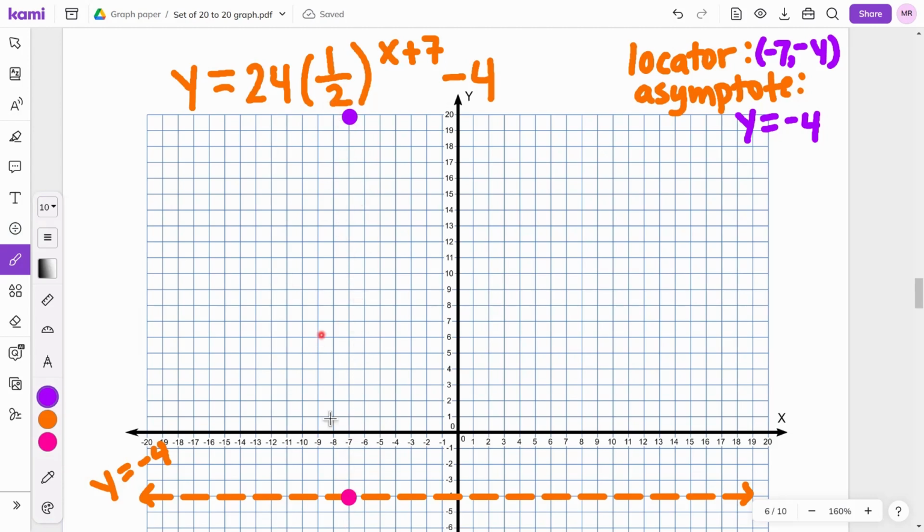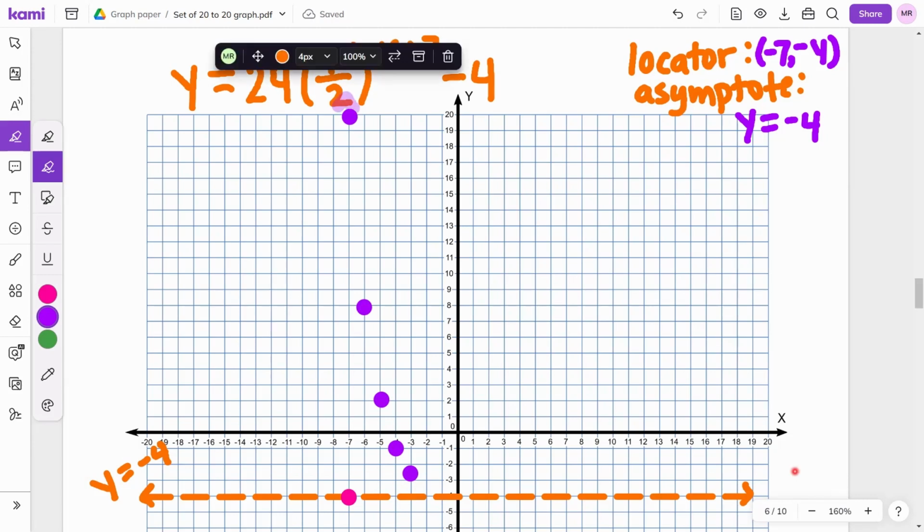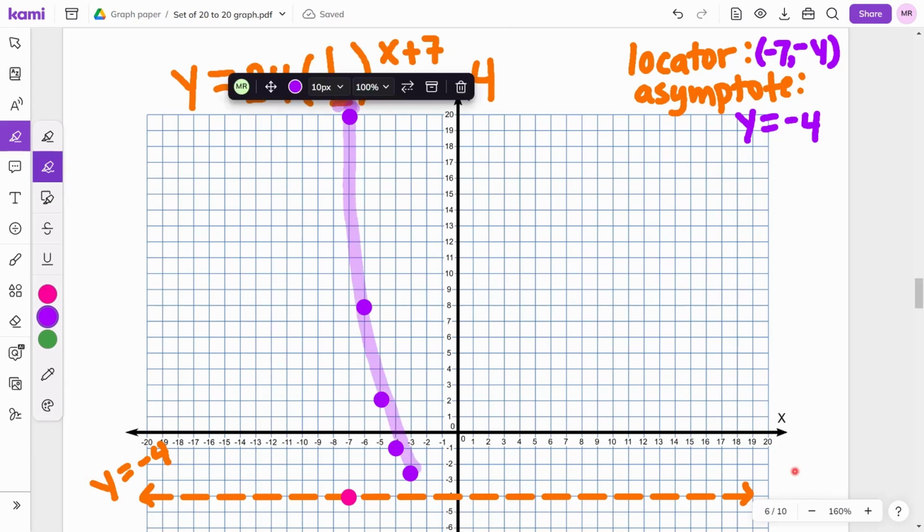And I'm taking half. So as I go to the right, I'm timesing by half. So half of 24 is 12. So 1, 2, 3, 4, 5, 6, 7, 8, 9, 10, 11, 12. And then half of 12 is 6. So 1, 2, 3, 4, 5, 6. Half of 6 is 3. 1, 2, 3. Half of 3 is 1.5, and so forth. And here is our exponential decay graph.